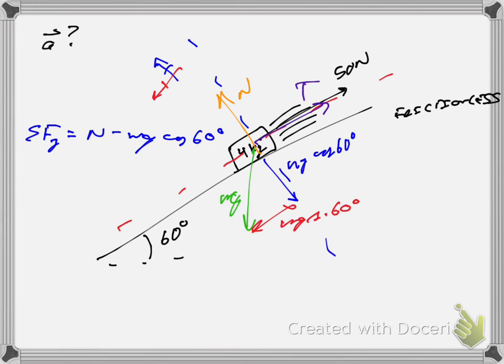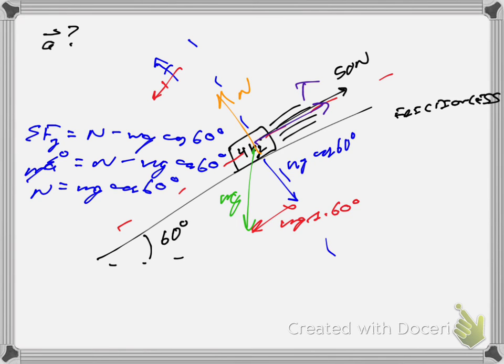And then I write the F-net statement in the y direction. The sum of all forces in the y direction are, n is the one in the positive direction, mg cosine 60 is in the negative direction, so it just equals n minus mg cosine 60. Because the acceleration is 0, then ma equals 0, n equals mg cosine 60. Right? It's starting to sound really familiar, right?